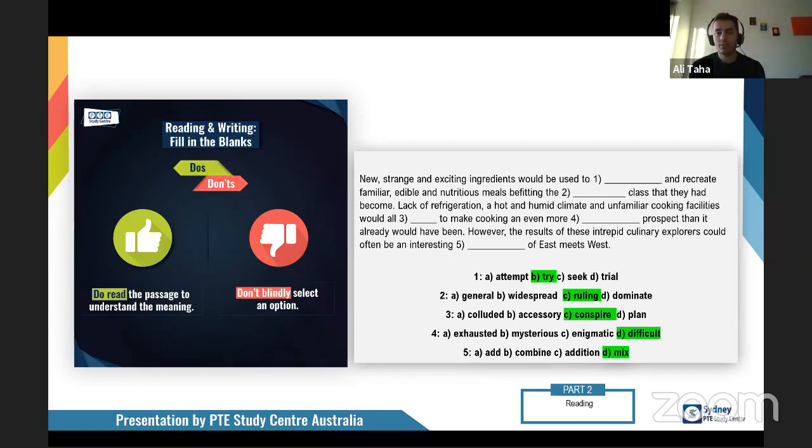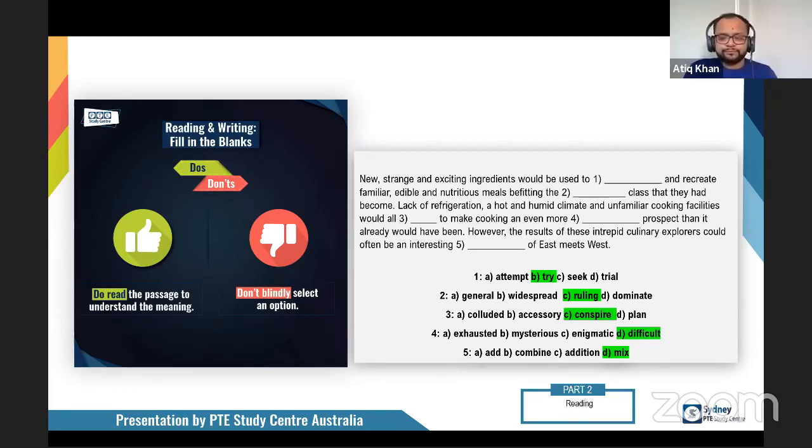And for example, if you move to the next one, if you read the class they had become, you will be able to get ruling, and here it refers to a kind of flow or influencing the class as they have become. However, students, because they have some words like general and widespread, ruling, dominate, they may tend to guess and go, and this will be working against them.